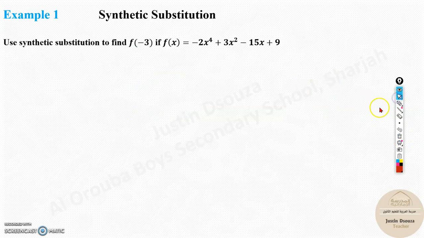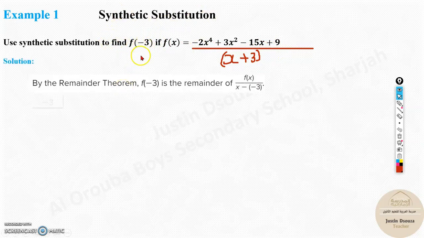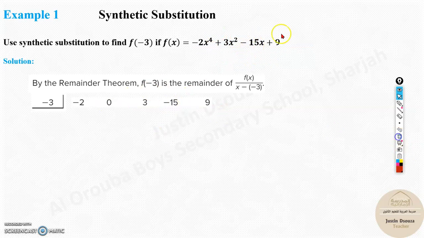So let's do the synthetic substitution. f of x divided by whatever term is given over here, it'll be x plus 3. Now, when we do synthetic substitution, we have to change the sign, isn't it? So in this remainder theorem, you can directly take the answer over here. So if you're doing synthetic substitution, you can directly take minus 3. And now the coefficients: minus 2 is for x to the power 4. There is nothing cubed, so it's 0. Then 3, minus 15 and 9.